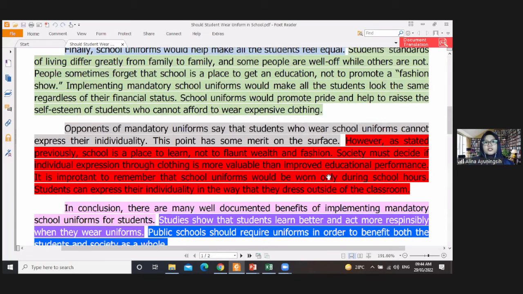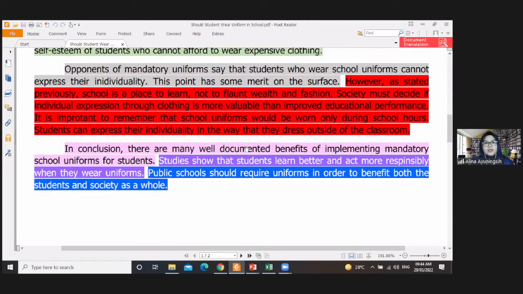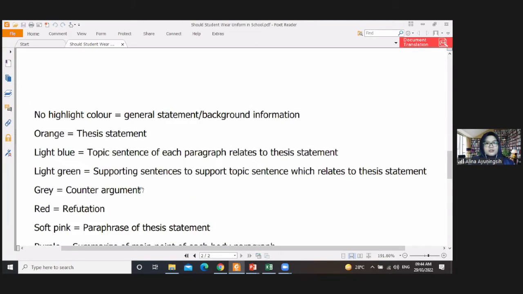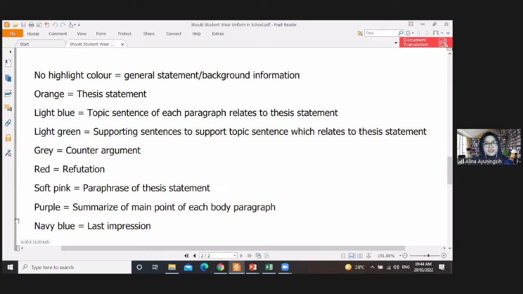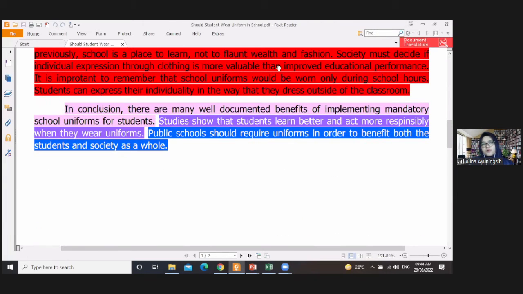Jadi refutation itu terdiri dari dua bagian. Yang pertama adalah counter argument, yang keduanya baru yang refutation yang dibalikkan. And then the soft pink one is the paraphrase of the thesis statement, and the purple is a summary of the main point of each of the body paragraphs, and the navy blue is the lasting impression.